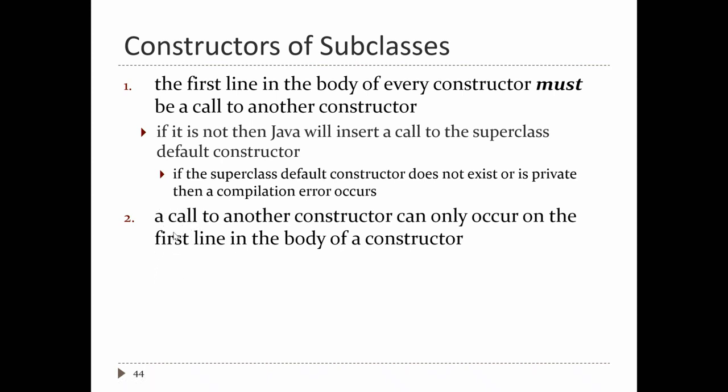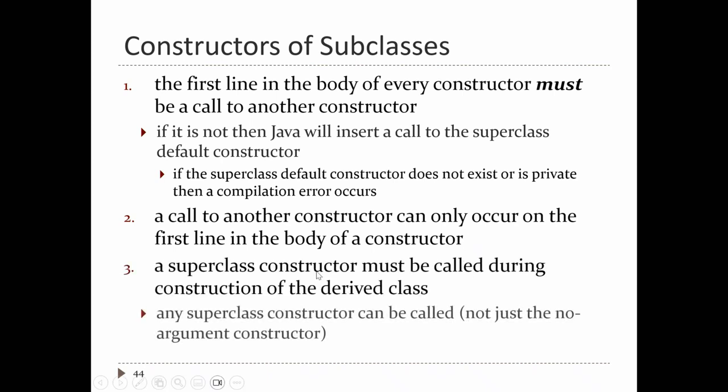Rule number two, if you're going to call another constructor from within a constructor, it has to happen only on the first line, right? And finally, three, if you have a class that's in an inheritance hierarchy, so if you have a subclass, then at some point you must call the superclass constructor while you're initializing the object, right? You can call any superclass constructor, not just the no argument constructor. So the first line of your constructor must be a call to another constructor. When you call another constructor, it must be on the first line. And three, you have to call the superclass constructor from within a child class constructor.